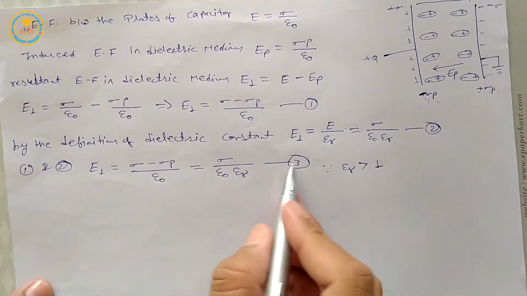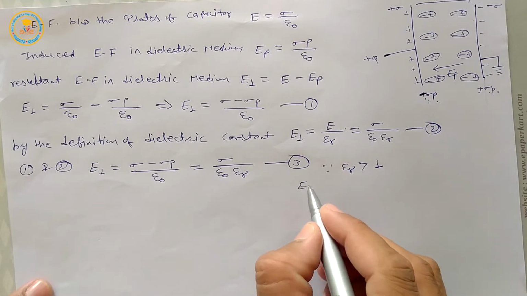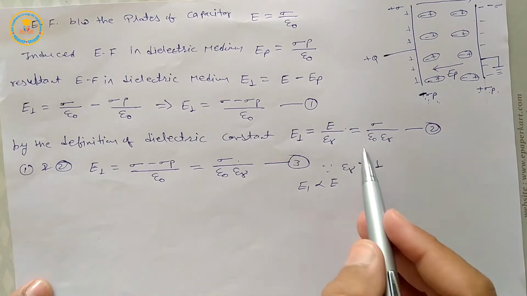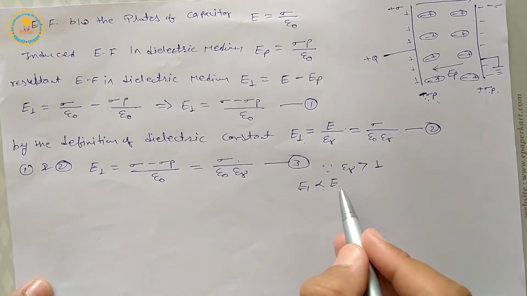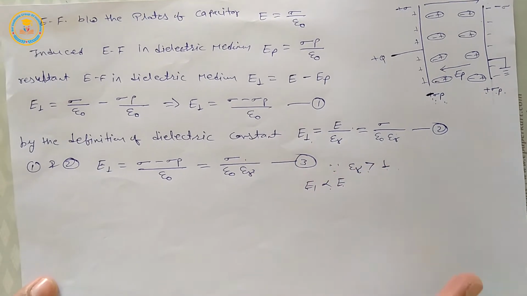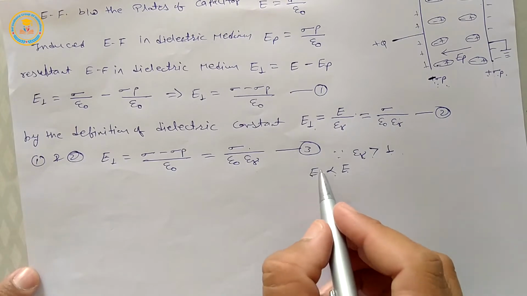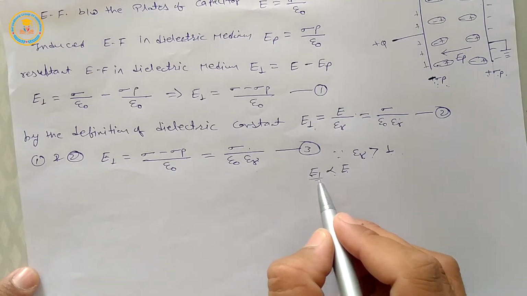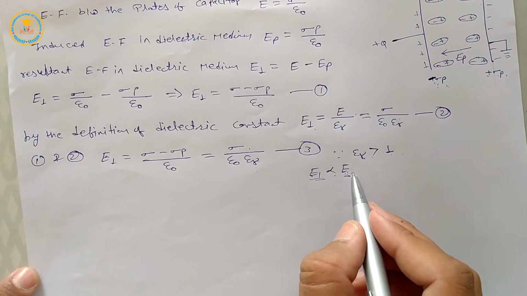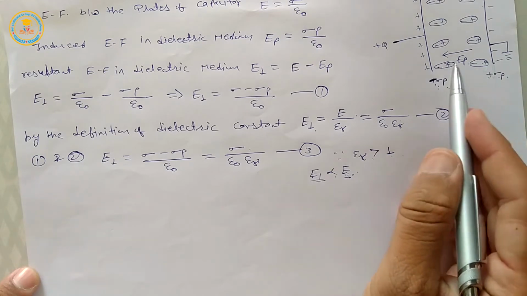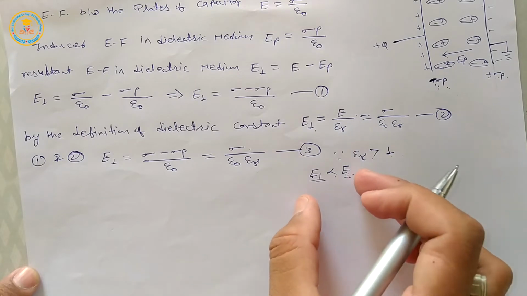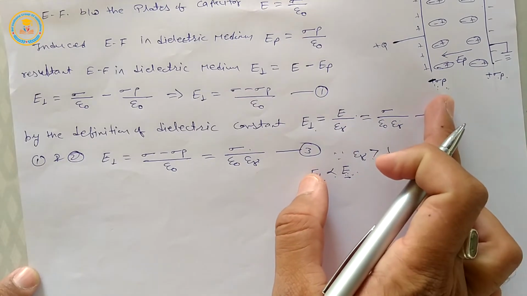So from this equation, E1 is less than E. From this equation, E1 is less than E, because epsilon r is always greater than 1. So we can say that the electric field in a dielectric substance is less than the electric field which was already present between the plates of the capacitor. And due to this, we can say the potential difference also decreases.